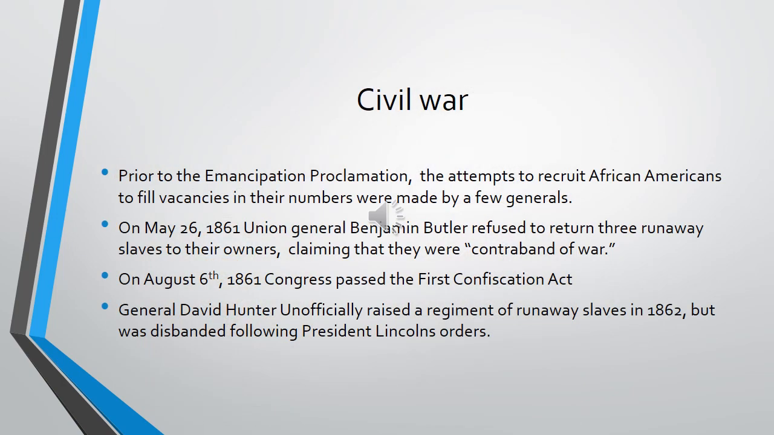Prior to the Emancipation Proclamation, attempts to recruit African Americans to fill vacancies in their numbers were made by only a few generals. On May 26, 1861, Union General Benjamin Butler refused to return three runaway slaves to their owners, claiming that they were contraband of war. On August 6, 1861, Congress passed the first Confiscation Act, backing up Butler's claim. General David Hunter unofficially raised a regiment of runaway slaves in 1862, but it was disbanded following President Lincoln's orders.